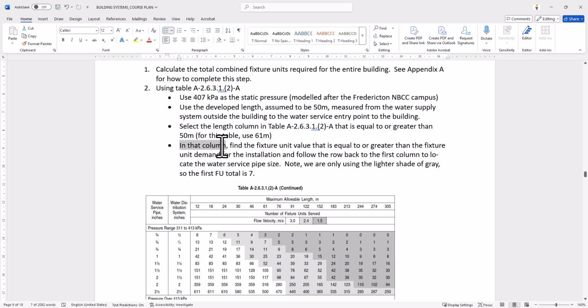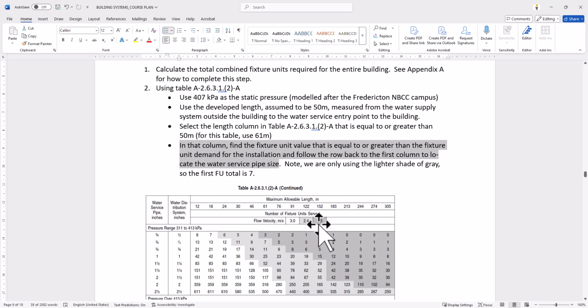All right, so in that column, find the fixed unit value that is equal to or greater than the fixed unit demand for the installation and follow the row back to the first column to locate the water pipe size. Note, we are only using the lighter gray, so that fixed unit total is 7. So in our building, we come to 61. This dark area corresponds to 1.5 meters per second. Basically, that's the maximum flow rate.